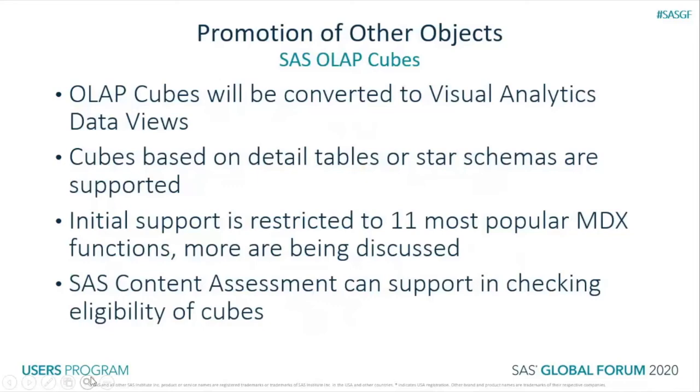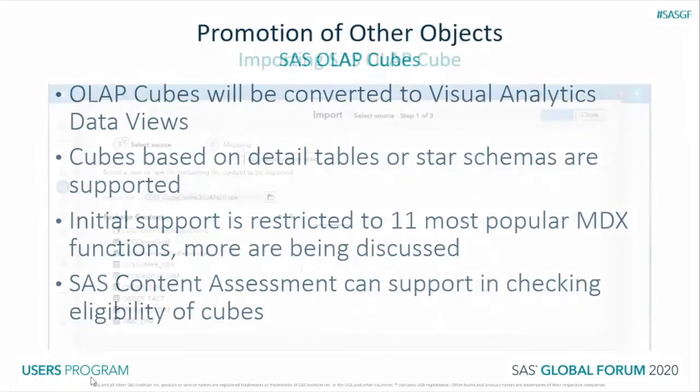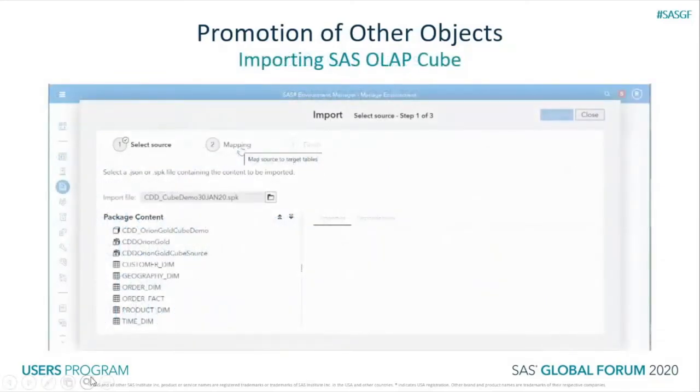Again, the SAS content assessment can support you in checking the eligibility of the cubes for promotion, because you'll get a detailed report on which MDX functions are being used. This is a screenshot of the first import step when you're importing a package that contains an OLAP cube. You currently see that this is the cube, and we have a couple of tables. In this case, we are importing an OLAP cube that's based on a star schema, which has an order fact table and a couple of dimension tables.